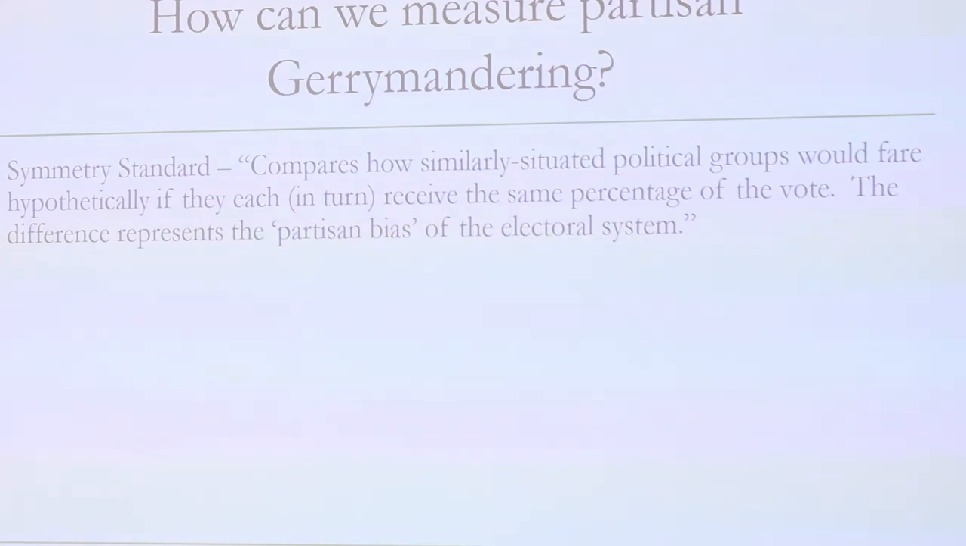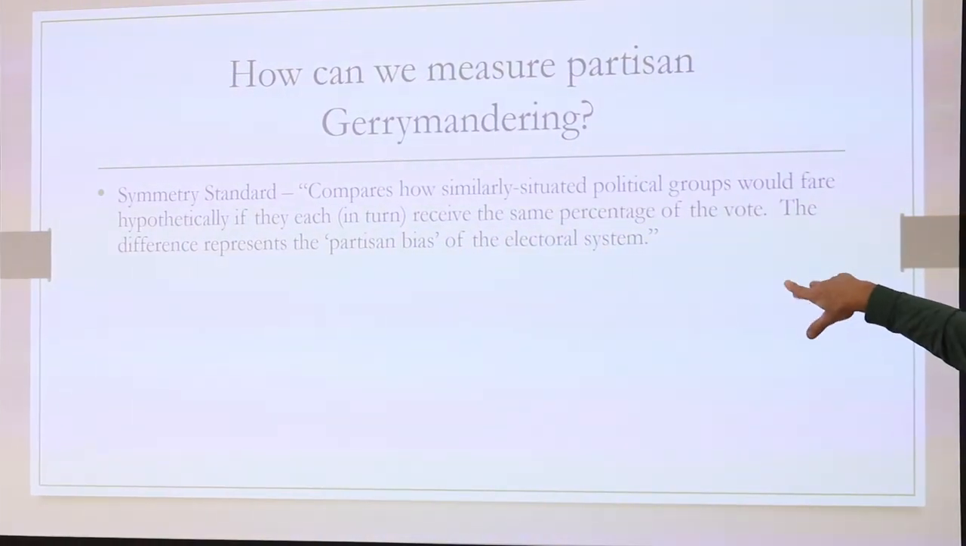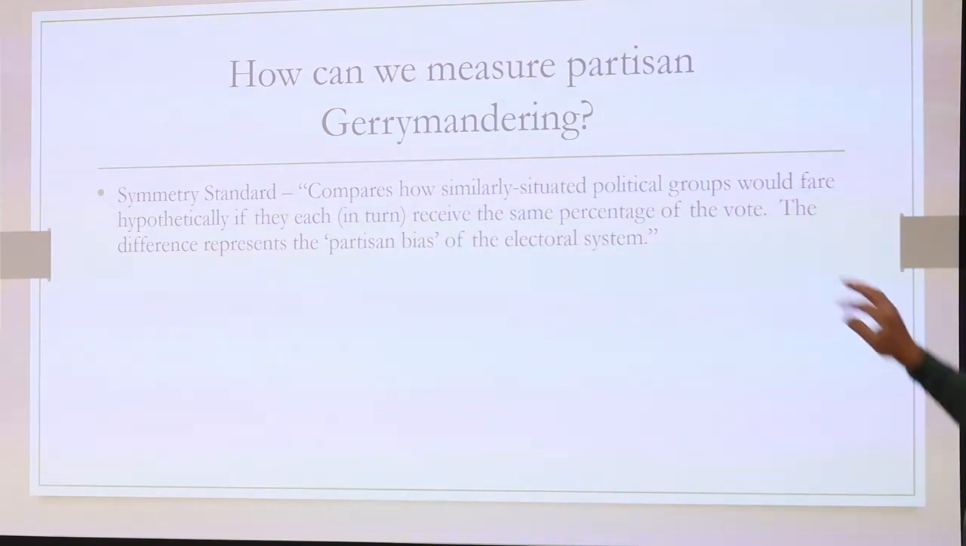So, how can we measure partisan gerrymandering? You know, if we want to do something about it, we've got to be able to identify it. And this is sort of the new innovation that's come. It's called the symmetry standard, and it's actually a very simple method. It just compares how similarly situated political groups would fare hypothetically if each in turn had the same percentage of the vote, which is what we just did. I drew those maps where both parties had the same percentage of the vote. So drawing those maps makes it very easy for us to compute the partisan bias of the electoral system.